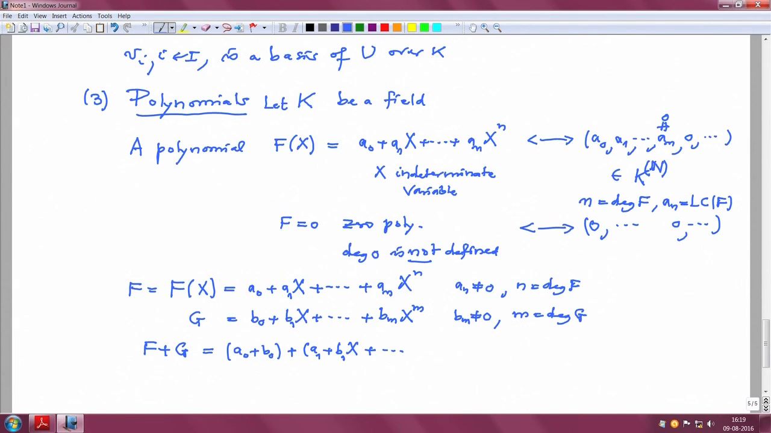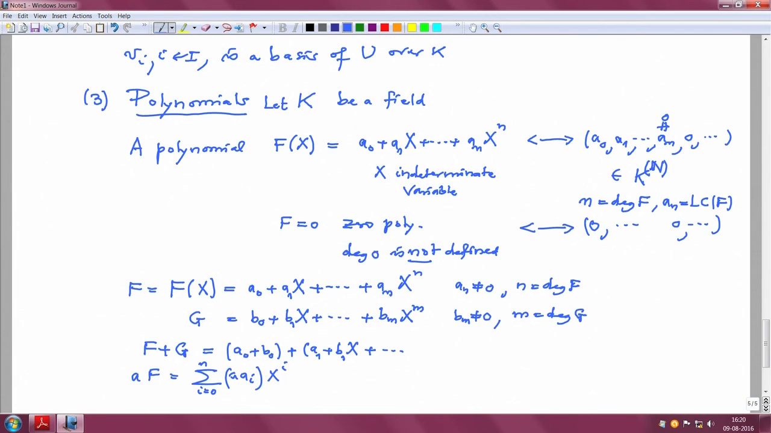So this is very well. Also you can multiply by a scalar. a times f is clear how to multiply. You push that a inside everywhere. So this also one can write as summation from i equal to 0 to n of a ai times x power i. So that's how we add polynomials.